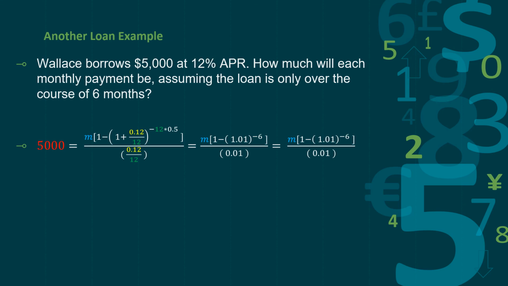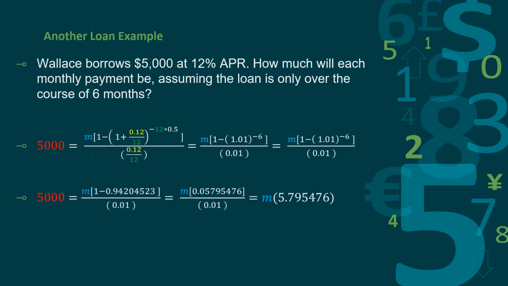But regardless, notice that the years is now 0.5 because we're only doing this for half a year. T is measured in years unless you change all of the values to reflect it. So like the percentage rate and stuff like that has to change too, and that's a pain in the neck. We simplify the problem even more, and we get 5,000 equals M times 5.795476, which is nice. And when we clean that up, we get $862.74. So, not a great monthly payment, but hey, $5,000 right now.